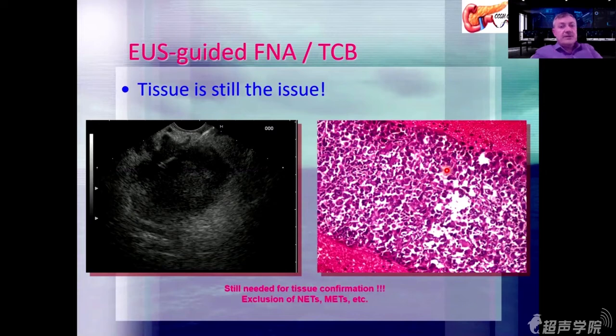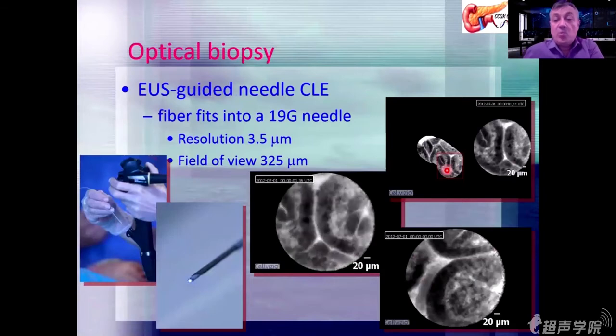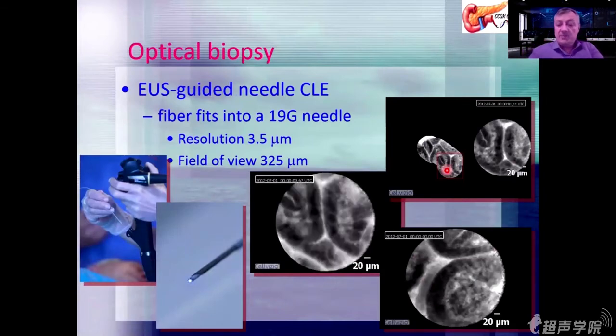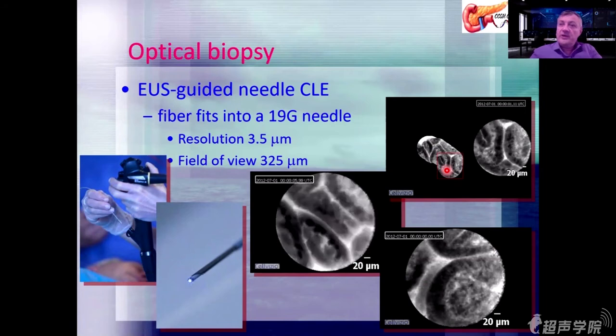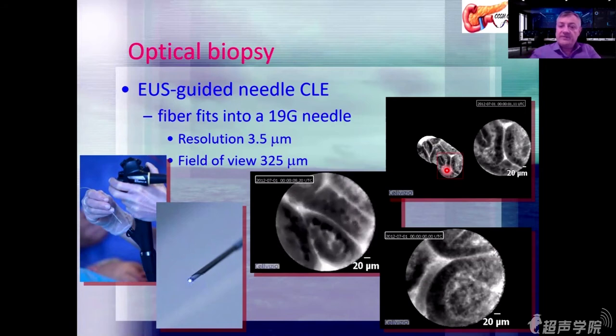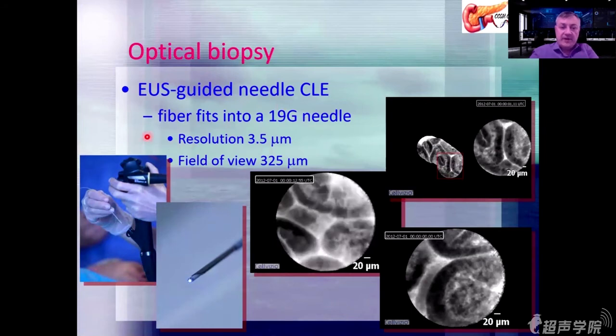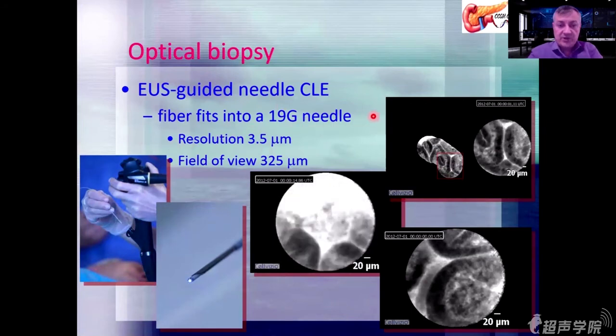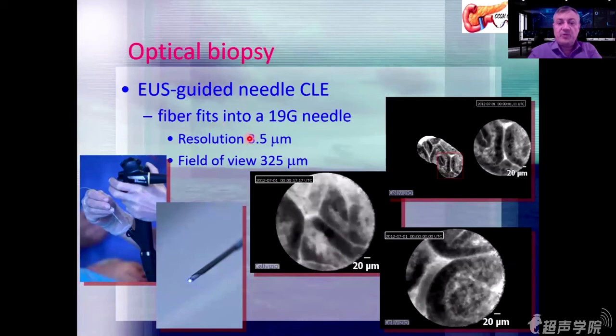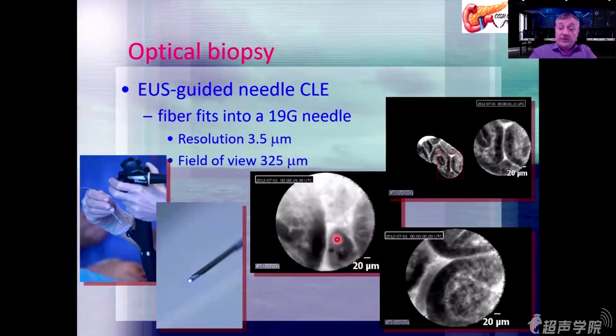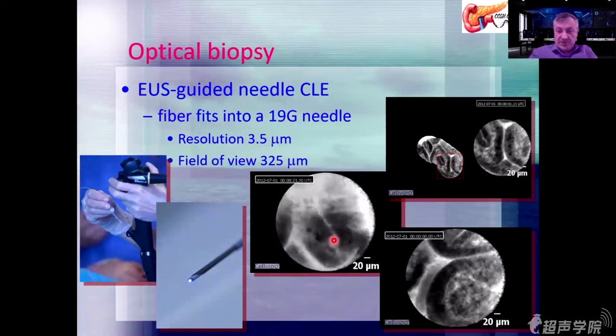However, we will still need final aspiration or final biopsy, as tissue is the issue, especially for oncologists. And one way of maybe postponing or getting quicker the result of the biopsy is confocal laser endomicroscopy. It's a fiber fitted into a 19 gauge needle with a resolution of 3.5 microns. If you look at the resolution of images, this is pretty good.